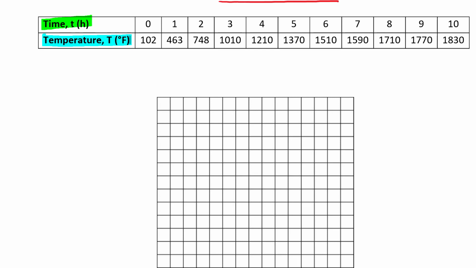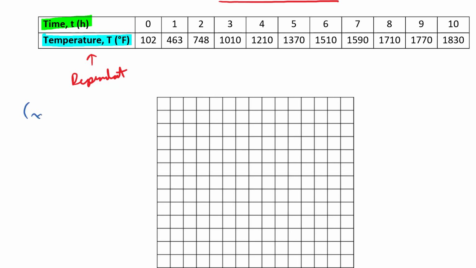When I make a measurement, I'm measuring temperature. This is my dependent variable. So this is dependent. This is what I'm measuring. The temperature of the oven will depend on the time I record the data.